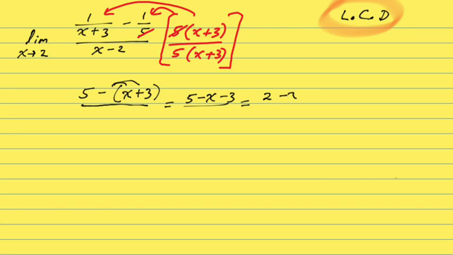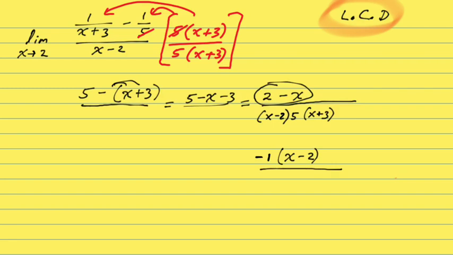Would you agree with that? On the bottom, you have all of this. You have x minus 2, you have a 5, and you have an x plus 3. I see 2 minus x and x minus 2 is almost the same. If I could take a negative 1 out of 2 minus x, it would turn it into x minus 2. Whenever you factor a negative out of a subtraction, all it does is reverse them. So now the x minus 2's could cancel, and I'm left with this.